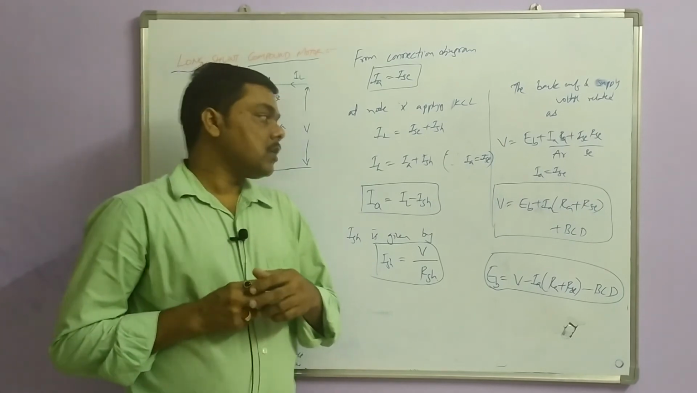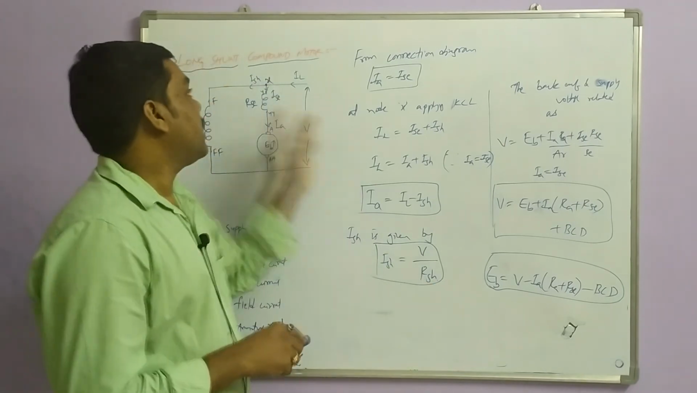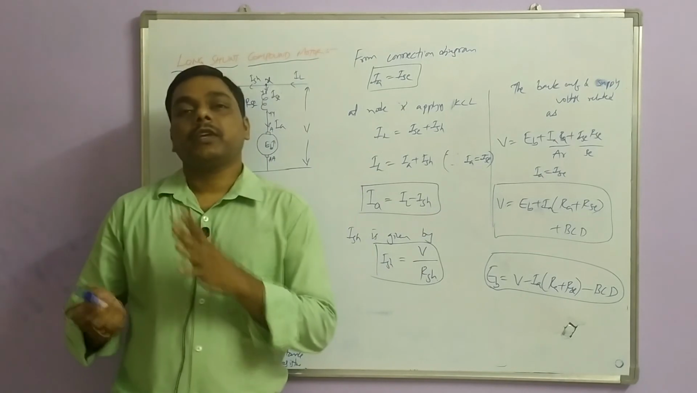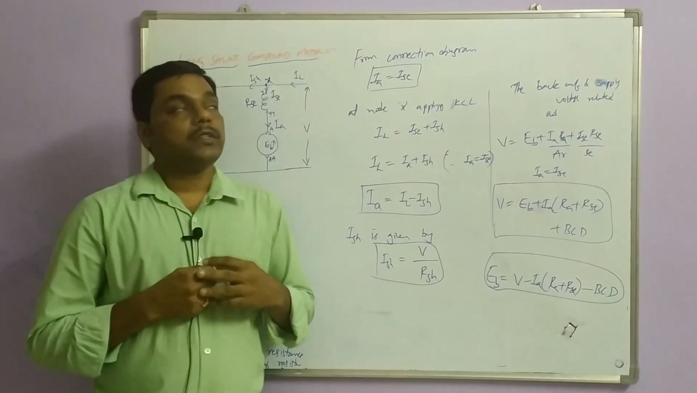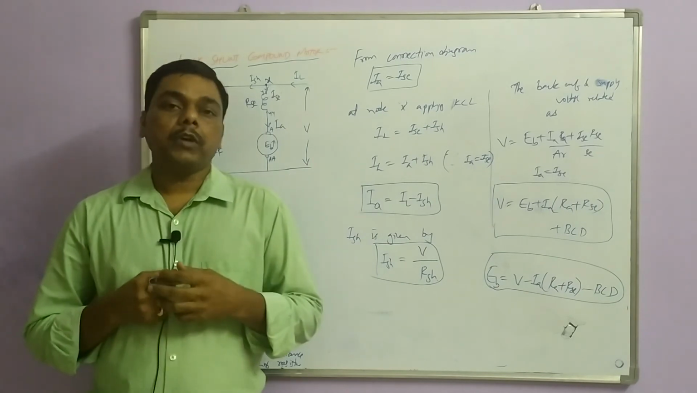Now this is similar to your shunt motor, whereas the short shunt may look like a series motor in its characteristics. That's why these are called compound motors.